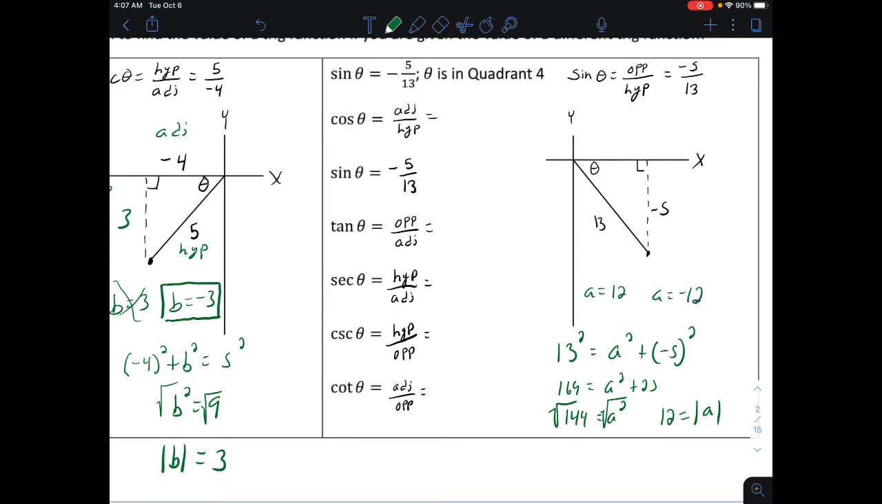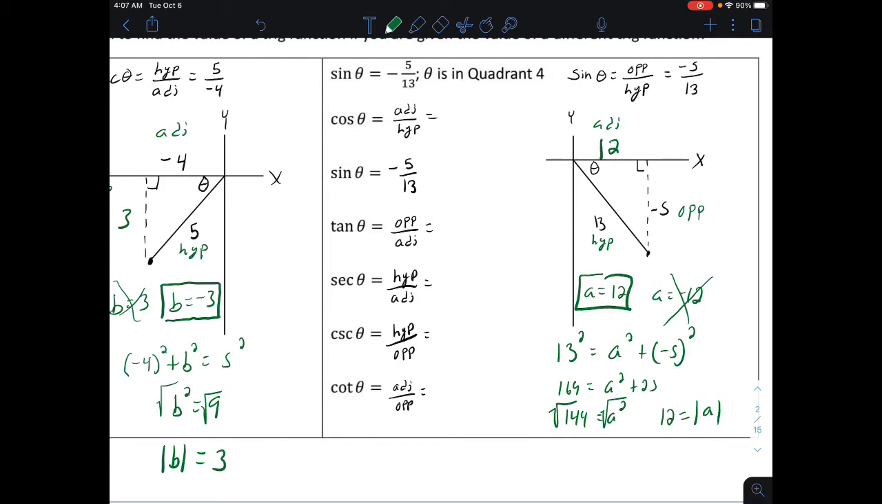I choose the value based on the quadrant. Well, we're in quadrant 4, which means you have to have a positive x value. So I'm using the positive one. Don't worry about the negative one. Then we label our side. So we have opposite side of negative 5, hypotenuse 13, adjacent side 12. We fill in our given information.